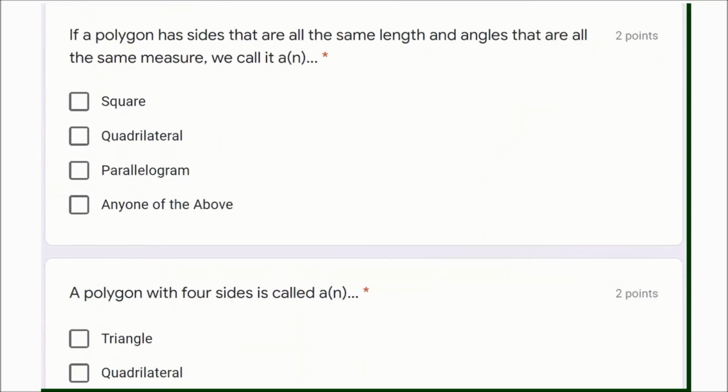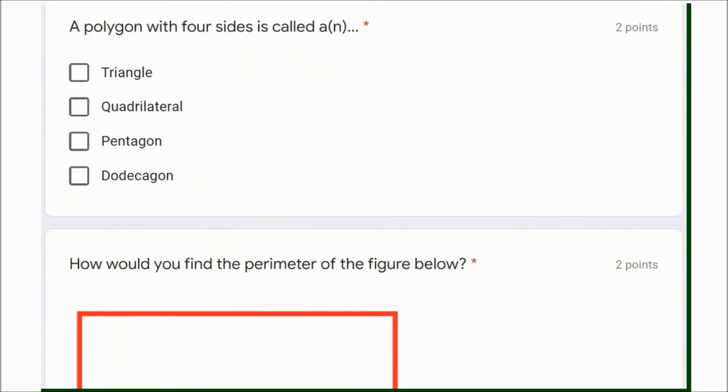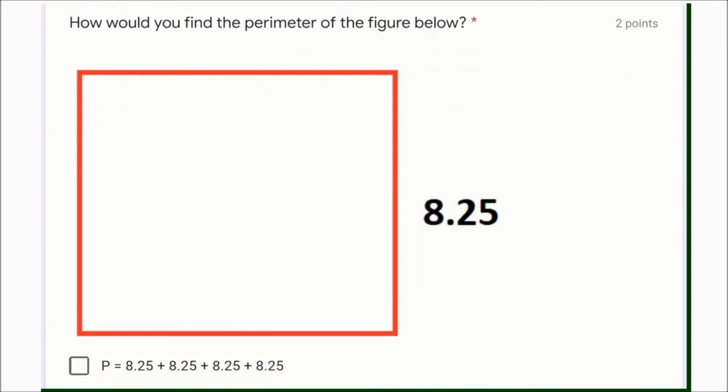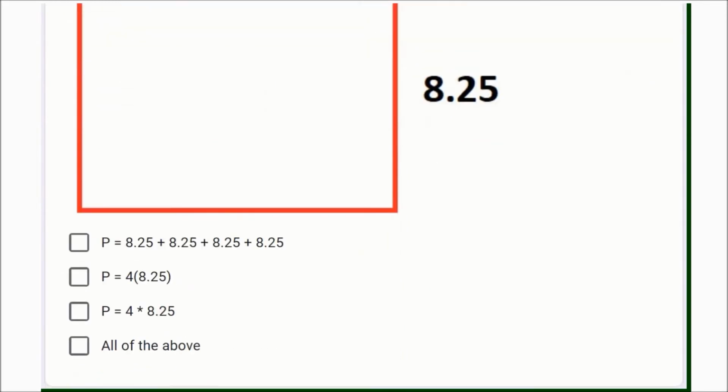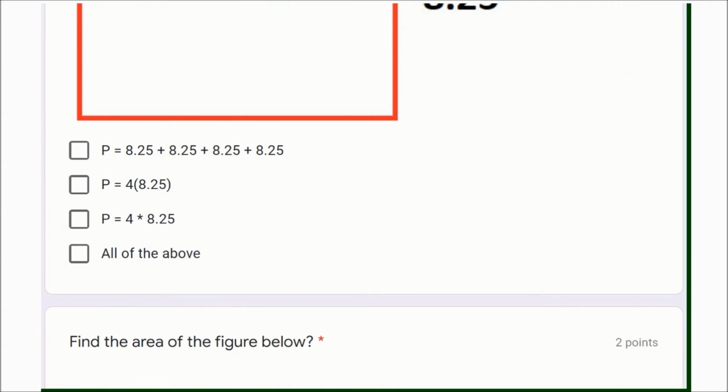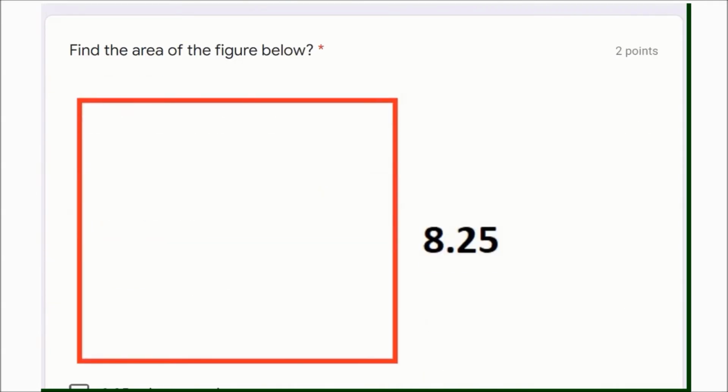Asking them all the questions they need, like with square, quadrilateral, parallelogram, to see if they have the base knowledge for geometry. So as I move into my lesson, I know where my students are. I pretty much know where their gaps in learning will be. I know where their misconceptions will be because of this pre-assessment.